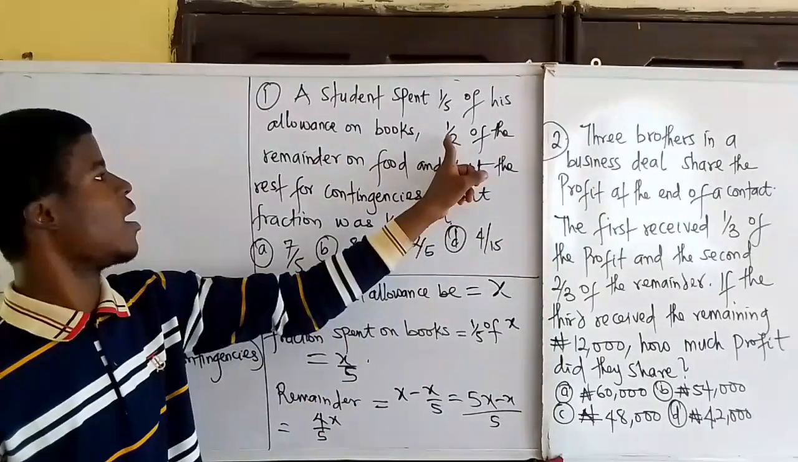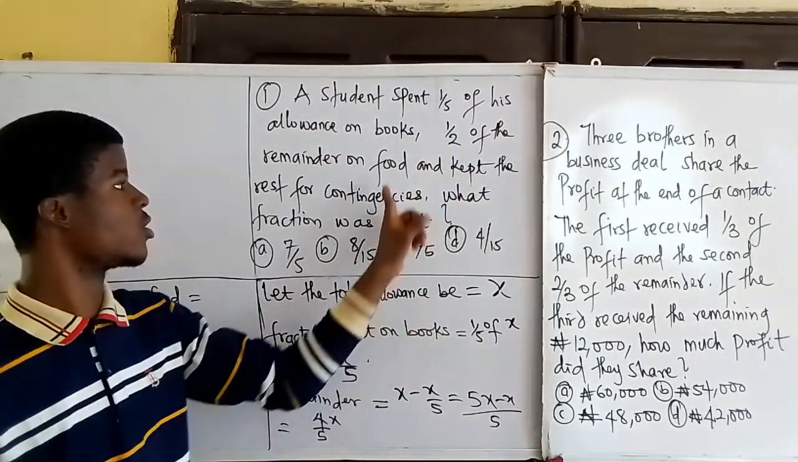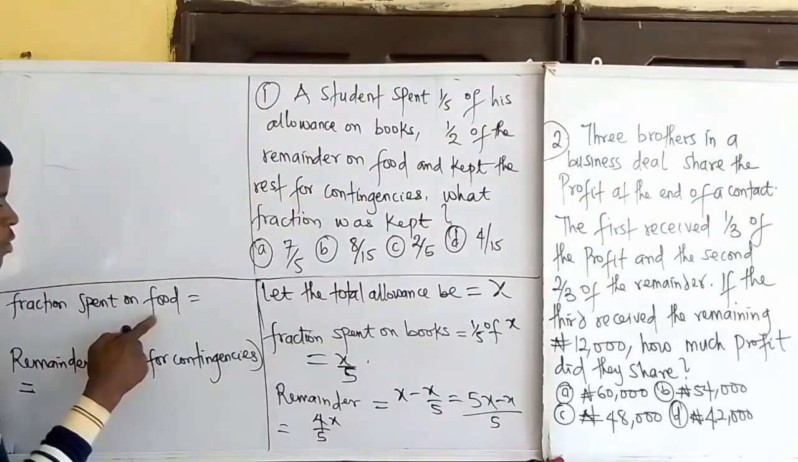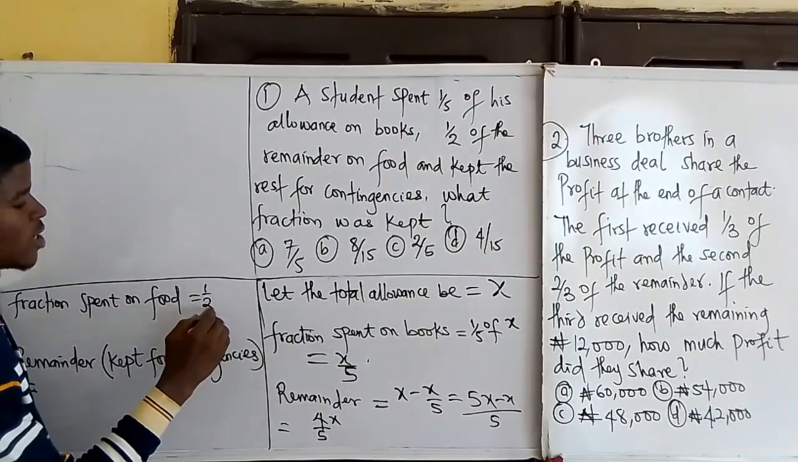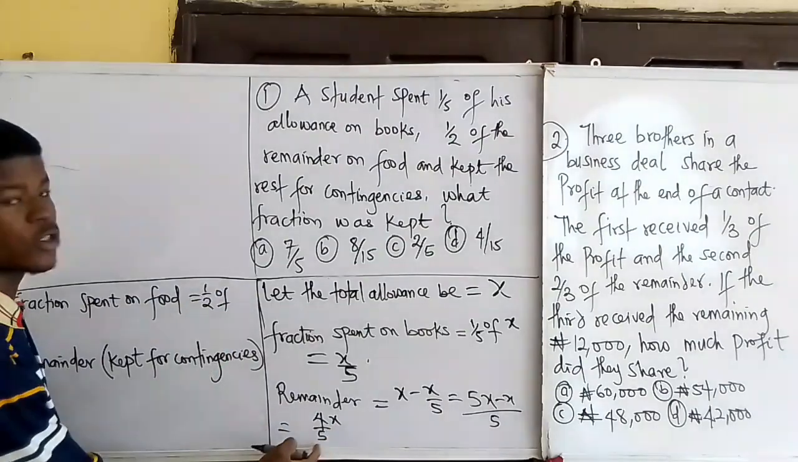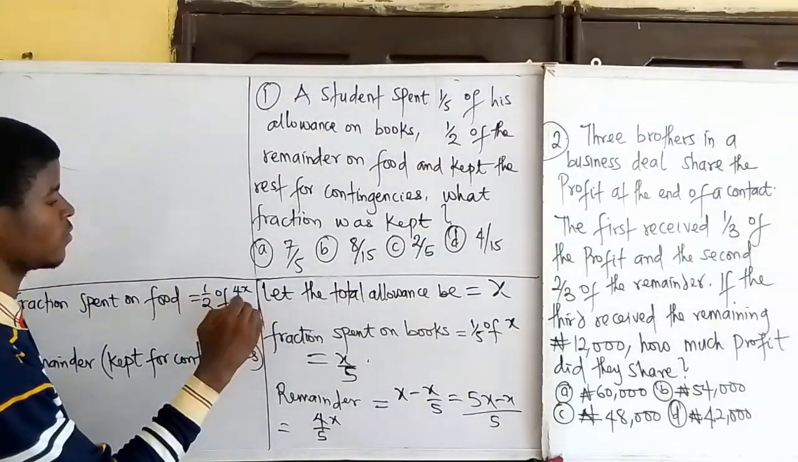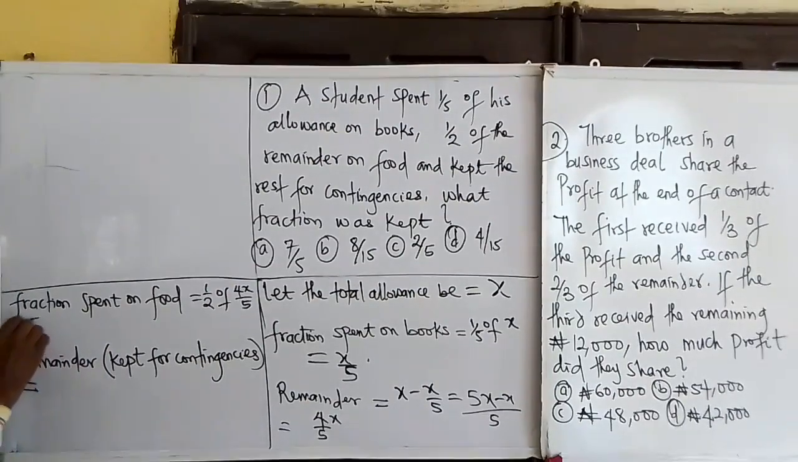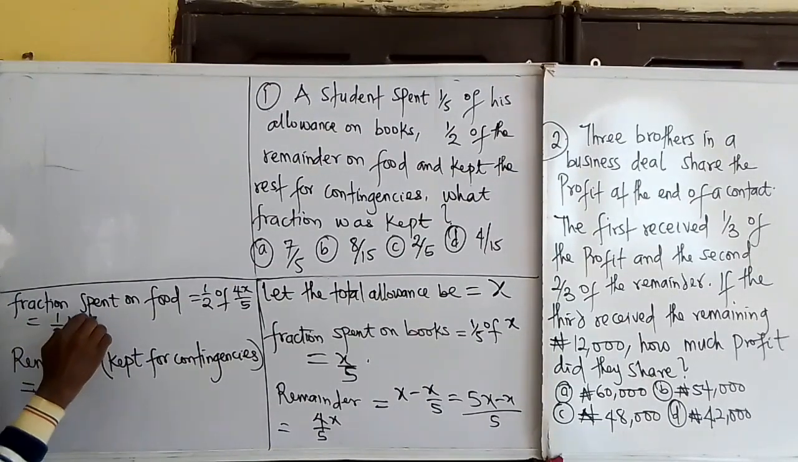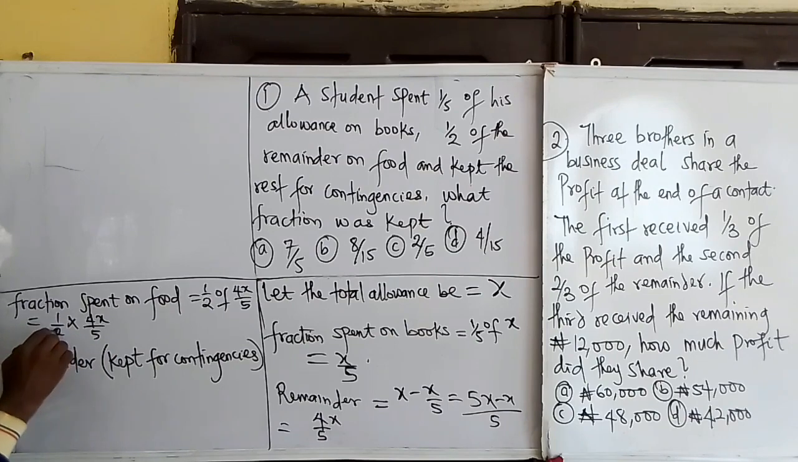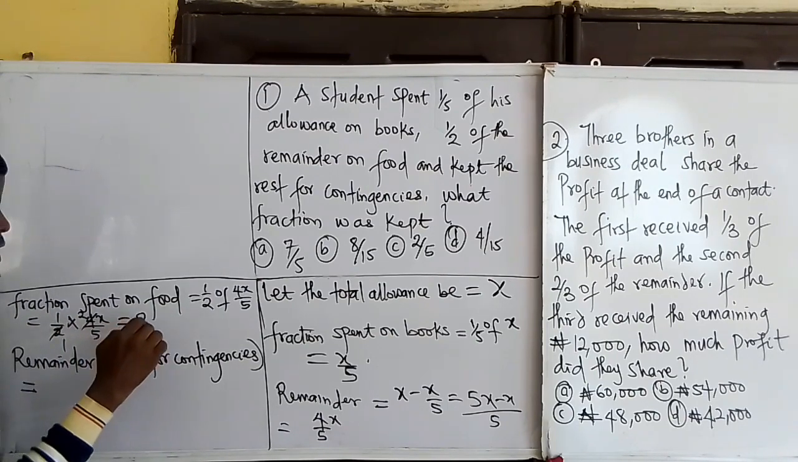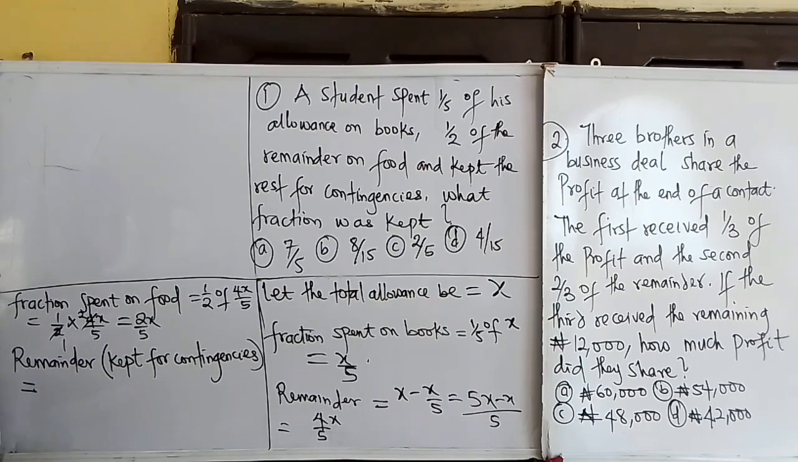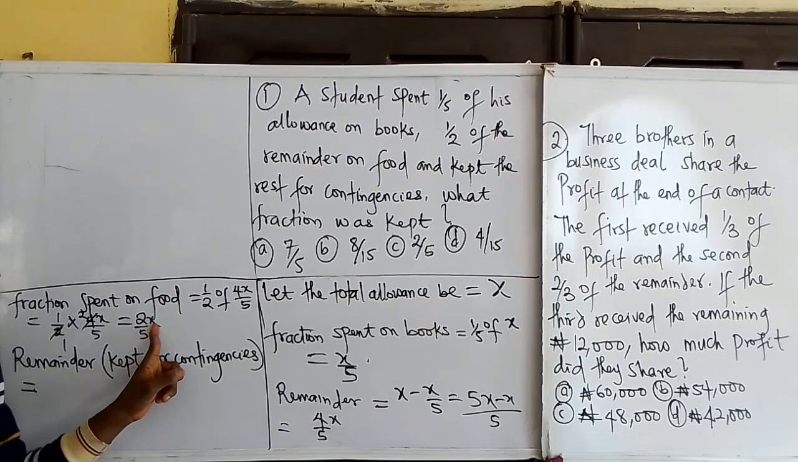Now, he spent half of this on food. So the amount spent on food is 1/2, which is half, of 4X over 5. So this is actually half times 4X over 5. 2 here is 1, 2 here is 2. 1 times 2X is 2X. 1 times 5 is 5. So the fraction that was spent on food is 2/5 of the allowance.